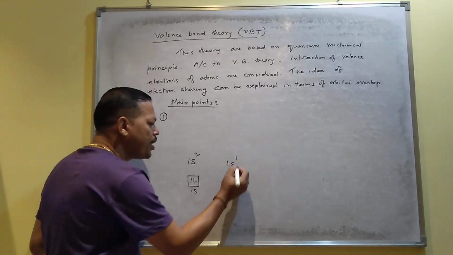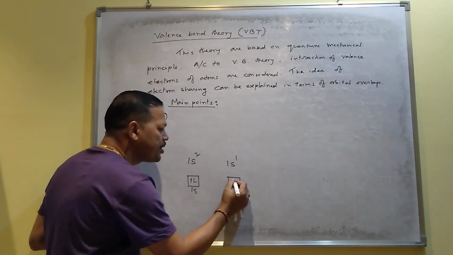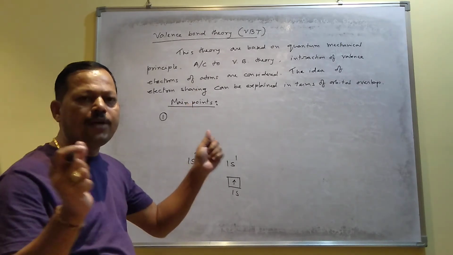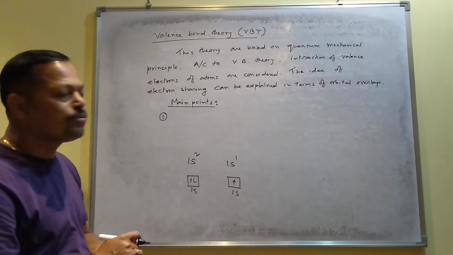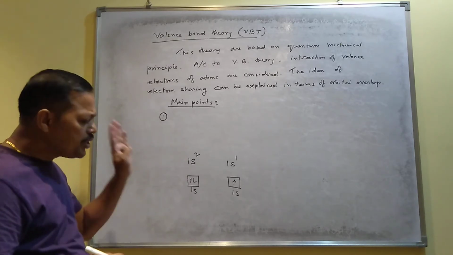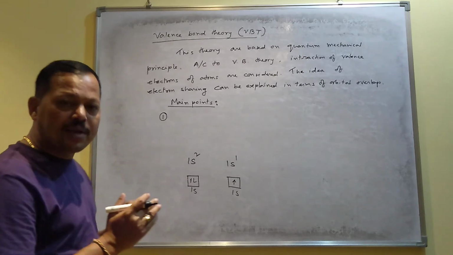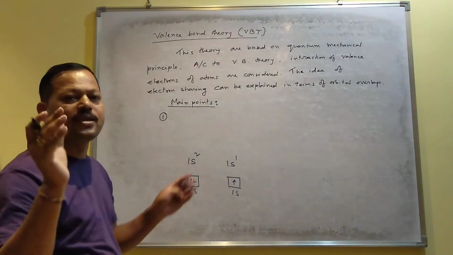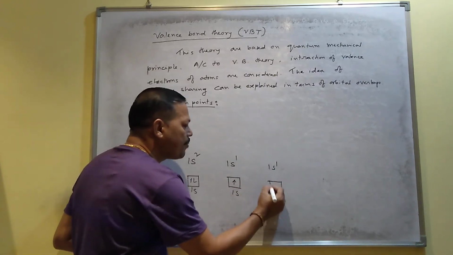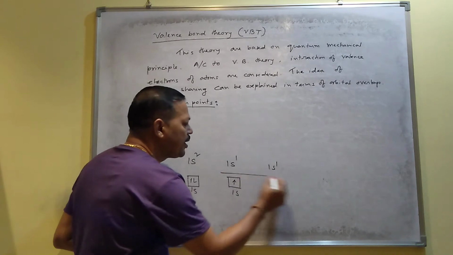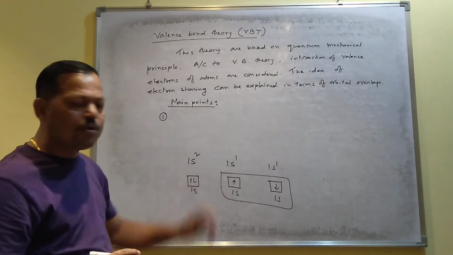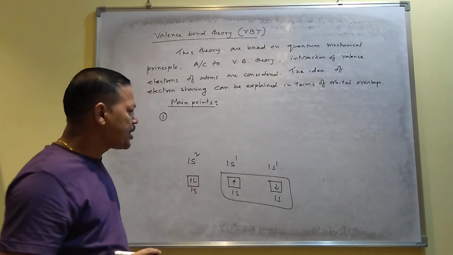I mean, suppose 1s1. When 1s contains 1 electron, this is called a half-filled orbital. This type of half-filled orbital is involved in overlap. This is according to the first point. So the first point is a covalent bond is formed due to overlapping of half-filled atomic orbitals between two adjacent atoms. Suppose this is one atom and this is another atom. Suppose this is also half-filled. So these two half-filled orbitals can undergo overlap. Full-filled orbitals do not undergo overlap according to valence bond theory. So this is one concept.